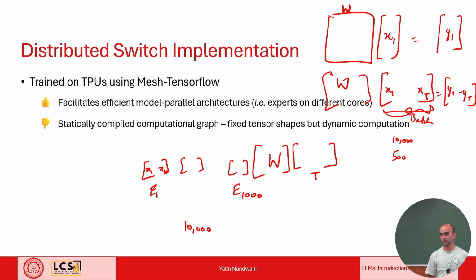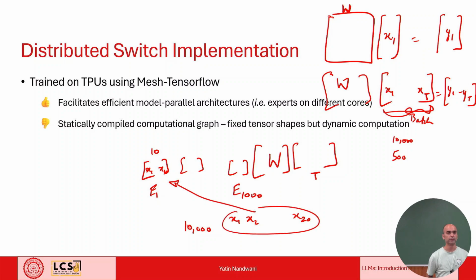Let us say we fix that. So we fix 10 tokens will go to each expert, but then what if x1, x2 and x20, let's say the first 20 tokens, all of them get routed to expert 1?